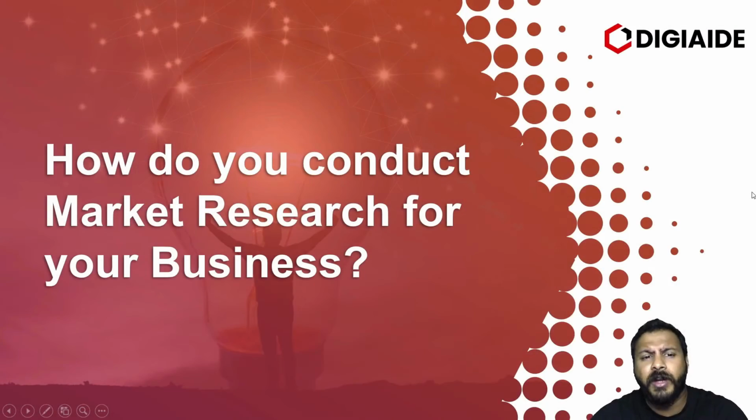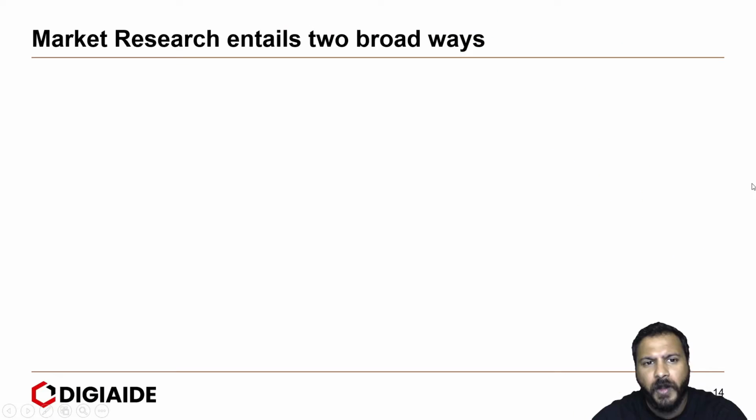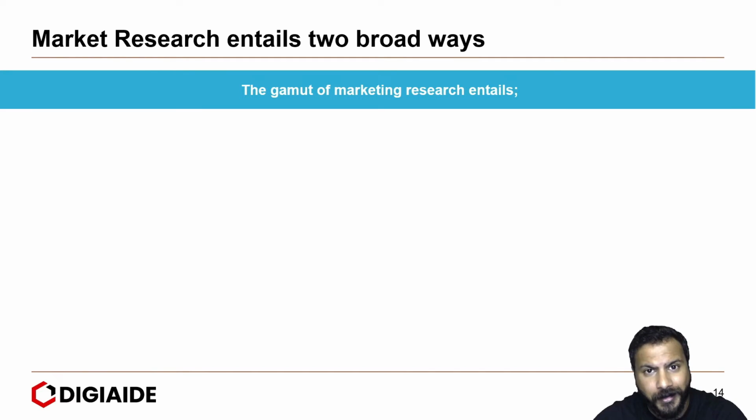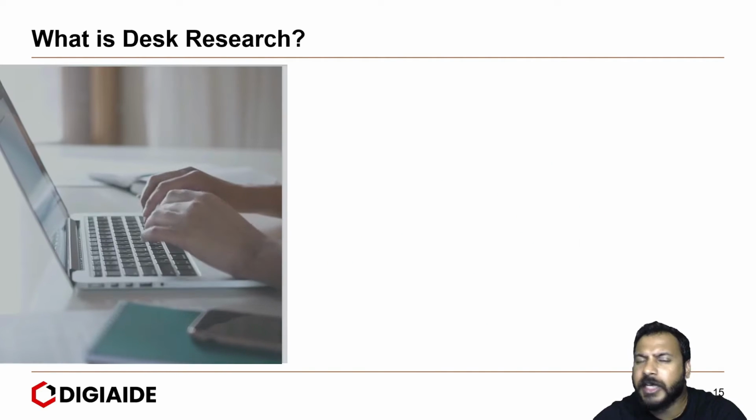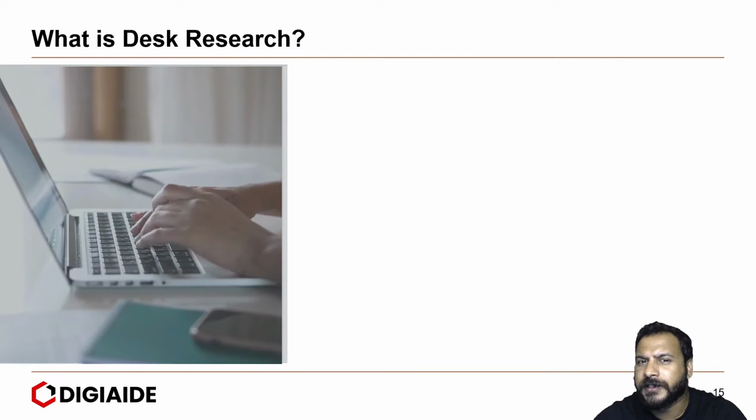Let's start with how do you conduct market research for your business? Well, market research of any kind entails two broad ways, and they are desk research and primary research. Let's take a stab at each one of them briefly, starting with what is desk research.